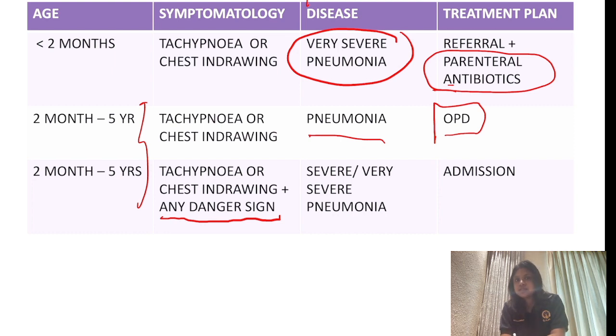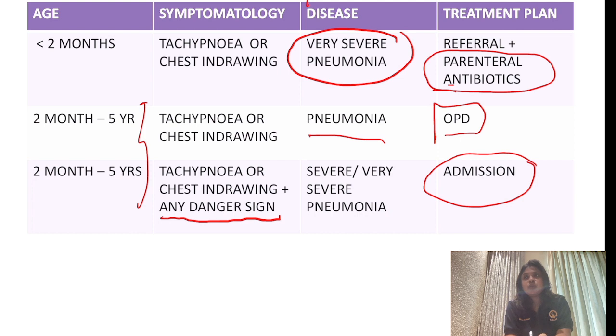So what is it called? Severe or very severe pneumonia. Here also you need to admit the child. You need to give parenteral antibiotics. If you are working in a PHC, then you need to give a first dose of oral antibiotic and then refer the child for consideration of parenteral antibiotics. So what are the danger signs in pneumonia?